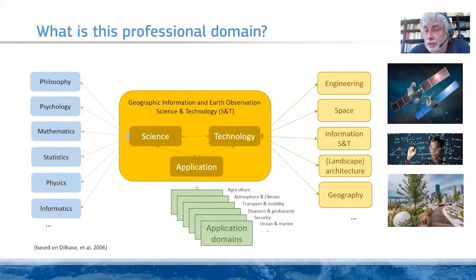Of course, for Copernicus, the space component is very important, although in EO4Geo, we focus more on the downstream aspects. So the data, the services that can be used in different contexts and in different applications. But the link to space and the space component remains there. And as I said, also the general insights in information science and technology are very relevant. The GI and Earth observation domain did not invent new approaches, new methodologies, new technologies from scratch. We rely on what is happening in these other domains.